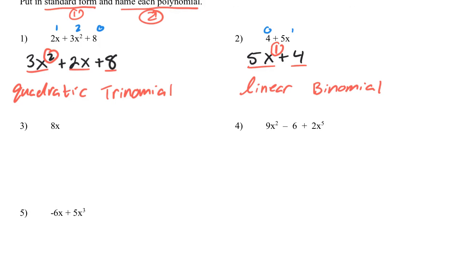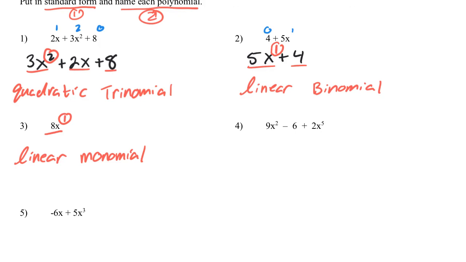Okay, next one, 8x. So there's only 1 term, so it's definitely in standard form because we can't rearrange that any other way. So we can just go ahead and name it. So it has an exponent there of 1, so our highest degree is a first degree, so it's a linear. And then there's only 1 term, so we call it a monomial. So mono means 1. That's the prefix we use for 1.